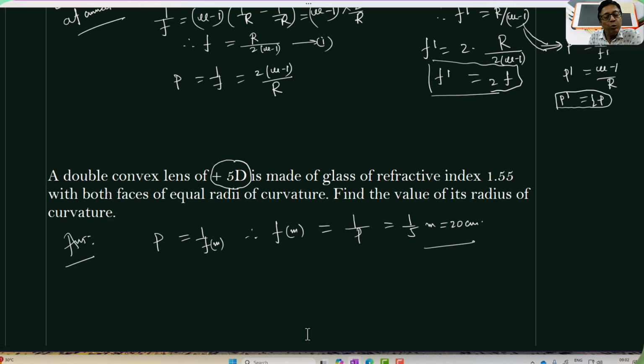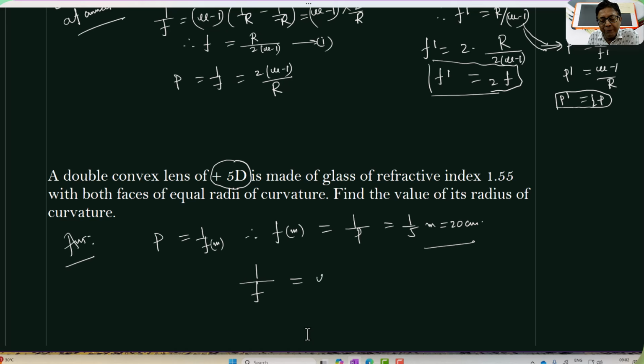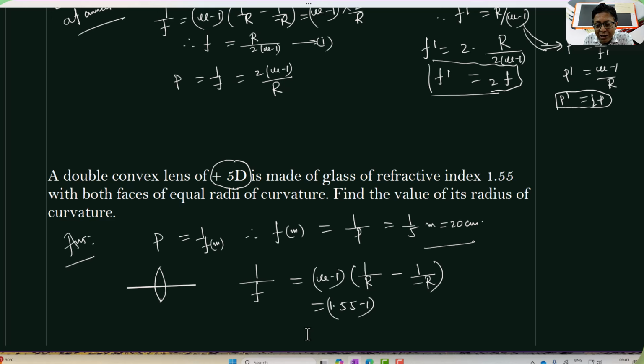Refractive index they have given, 1.55. So use the lens maker's formula, 1 by f equals mu minus 1 by r1. This is double convex, equiconvex. So the radius of curvature for one part is positive, for the other part it is going to be negative. So this will be 1.55 minus 1, 2 by r. This is 0.55 into 2.